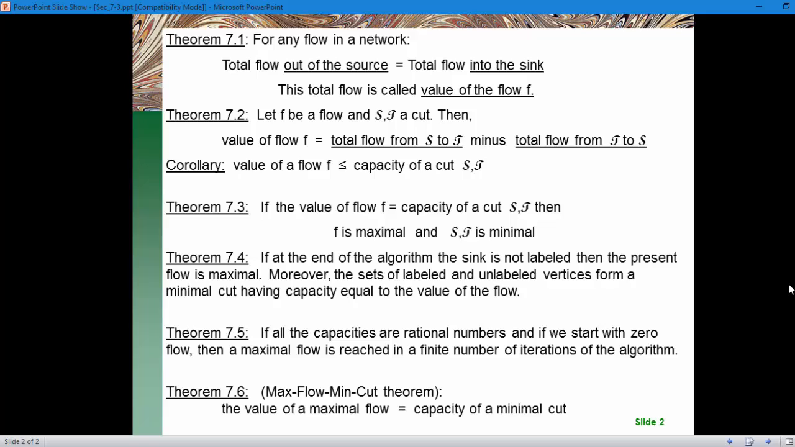So let's say you know that the value of a maximal flow is a certain number. Then the theorem guarantees that there is a cut in the network where the capacity of the cut will be equal to the flow, and that cut will be a minimal cut. And same thing, if you find a minimal cut in the network, the capacity of that minimal cut is the value of a maximal flow.